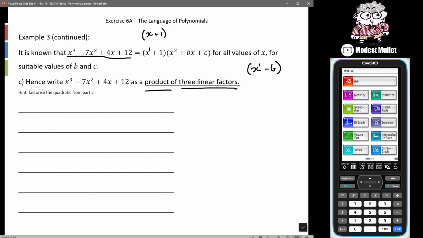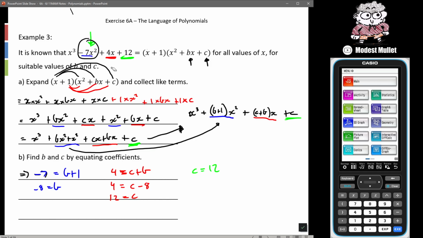We want to write it all in brackets, 3 sets of brackets multiplied together, product, 3, linear, so that means x to the power of 1 somewhere in a bracket. So this x squared plus bx plus c, we want to write as something in brackets, and we need to figure out maybe what it would be as e and f. Now, the hint is obviously factorize the quadratic that we figured out from part A. We figured out that b was -8 and c is 12.